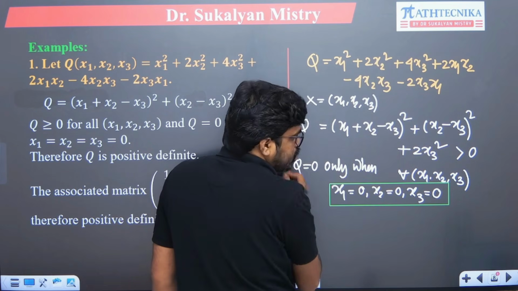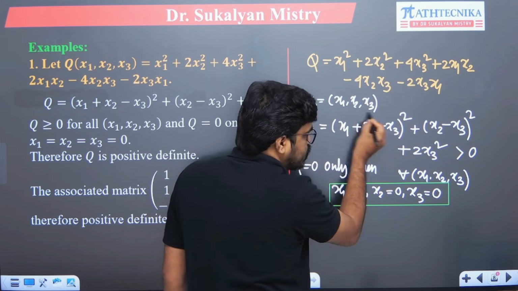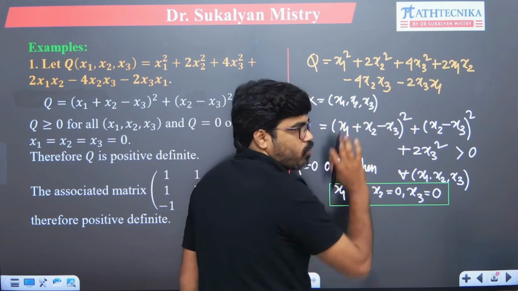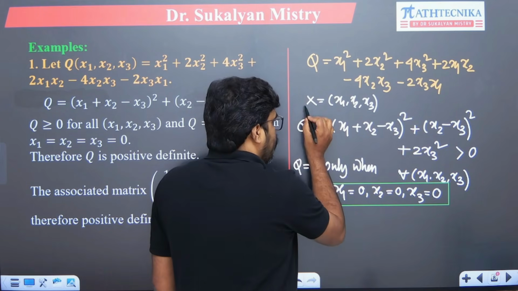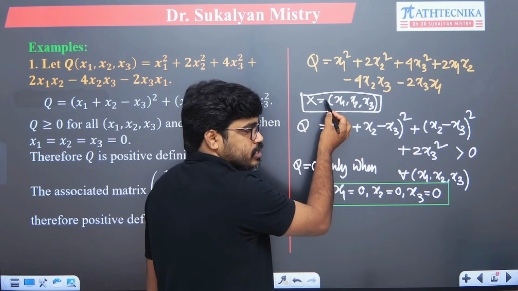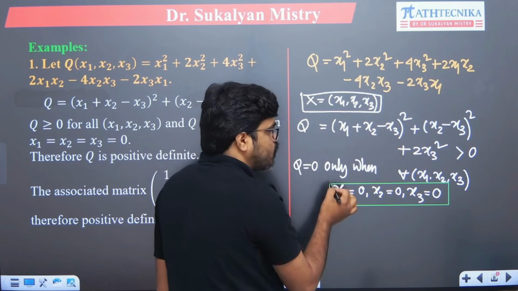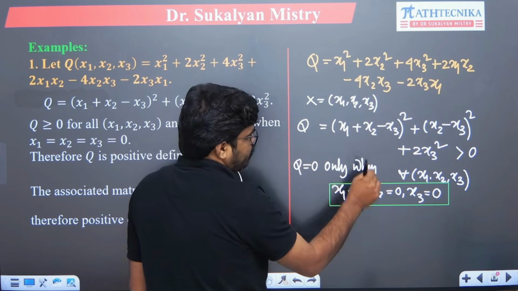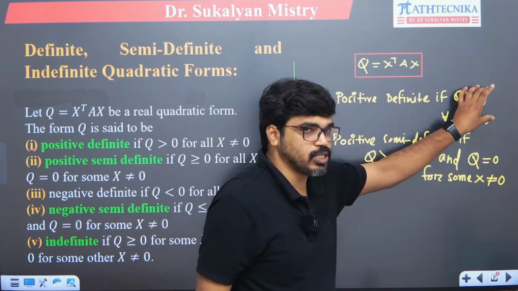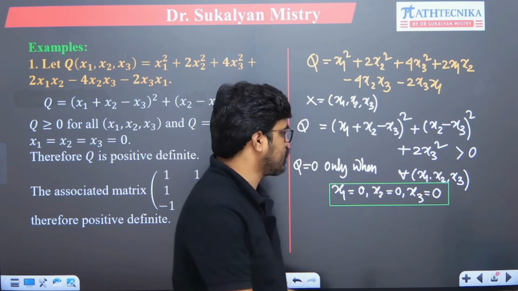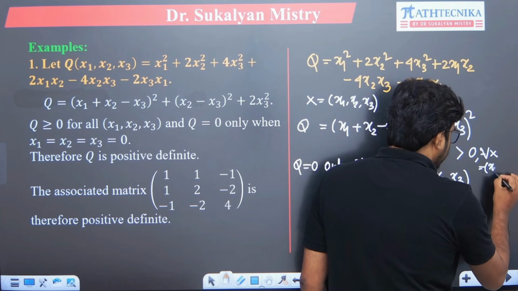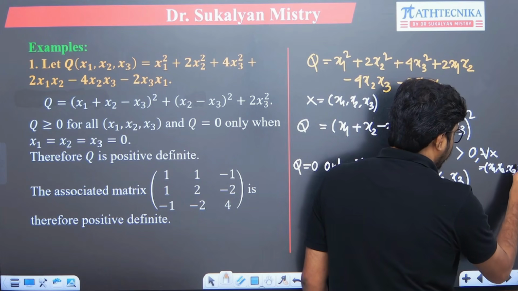When can this expression be 0? If x1 is 0, x2 is 0, x3 is 0, then it will be 0. Otherwise, for any non-zero values, that must always be positive. Right? Okay, so this is positive for all x, and this expression is 0 only if x1 is 0, x2 is 0, x3 is 0. So this condition is satisfied. That is, q is greater than 0 for all x, where x means x1, x2, x3.